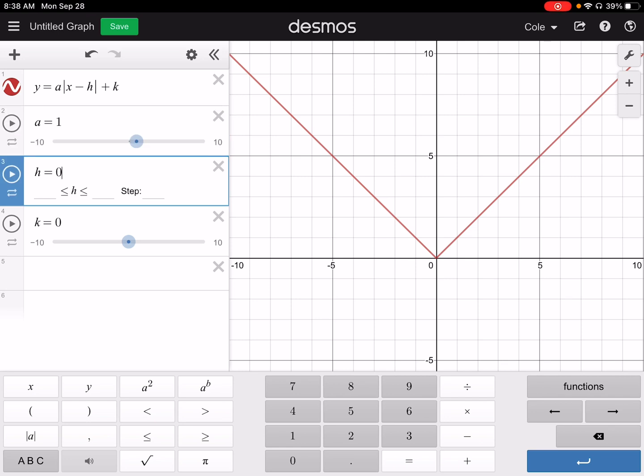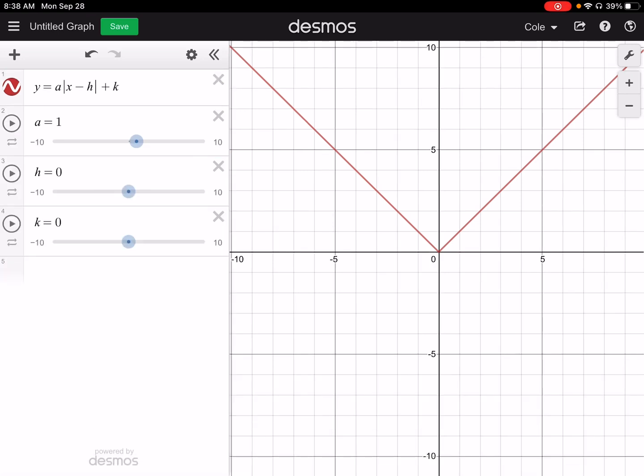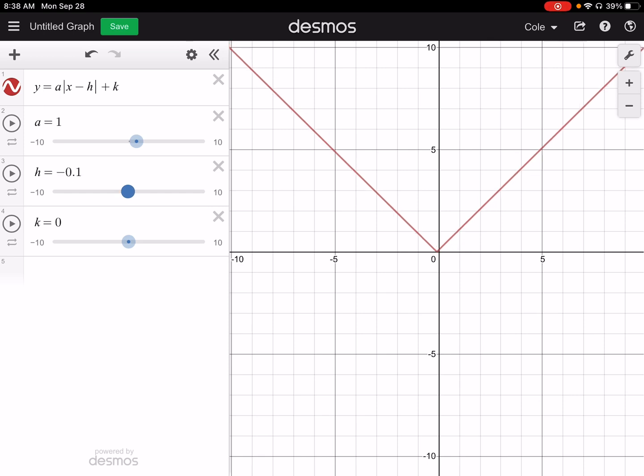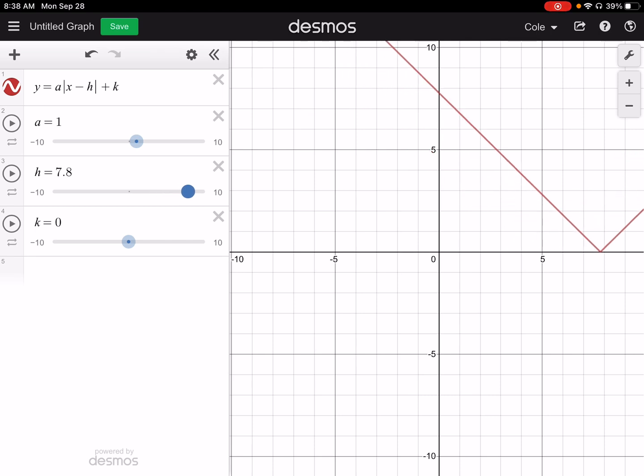Okay, now I'm going to mess with H. So what happens if I change H? If I make H a positive number, then my graph translates to the right from where it was. The vertex was at 0, 0. Now the vertex is over at 8, 0. If I make it negative, it goes left.